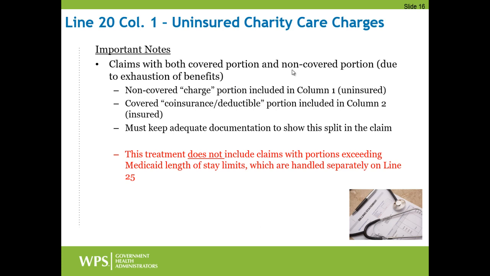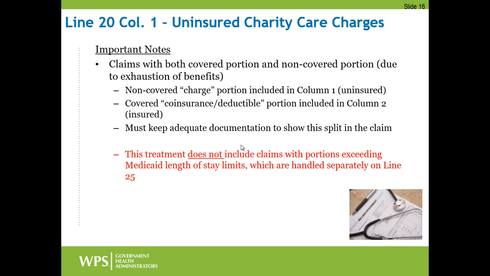So what happens here is when you have these exhausted benefit or whatever other example that happened mid-stay, or they're just a portion of that stay, but the patient was still approved for charity care for that, you're going to have to split this claim, and the portion that is the non-covered portion or the exhausted benefit portion, that charge amount needs to be reported in column 1, and the covered portion is going to have a coinsurance or deductible amount. That portion needs to be reported in column 2.